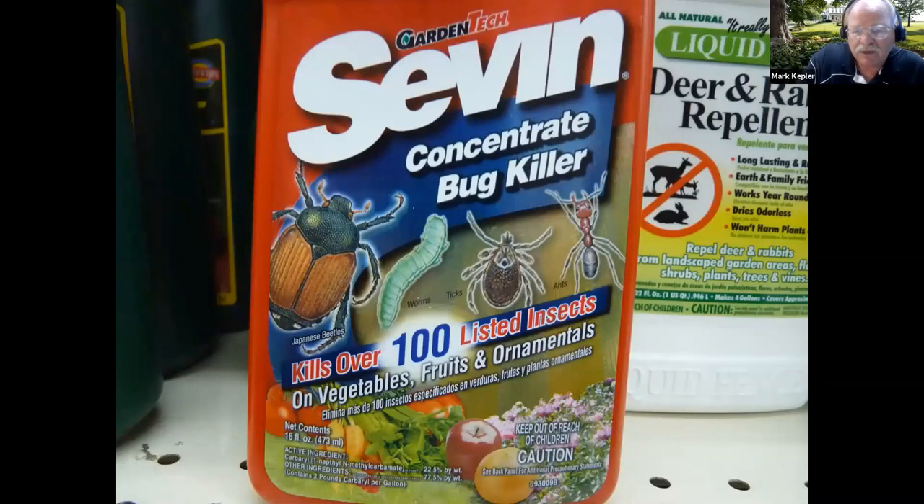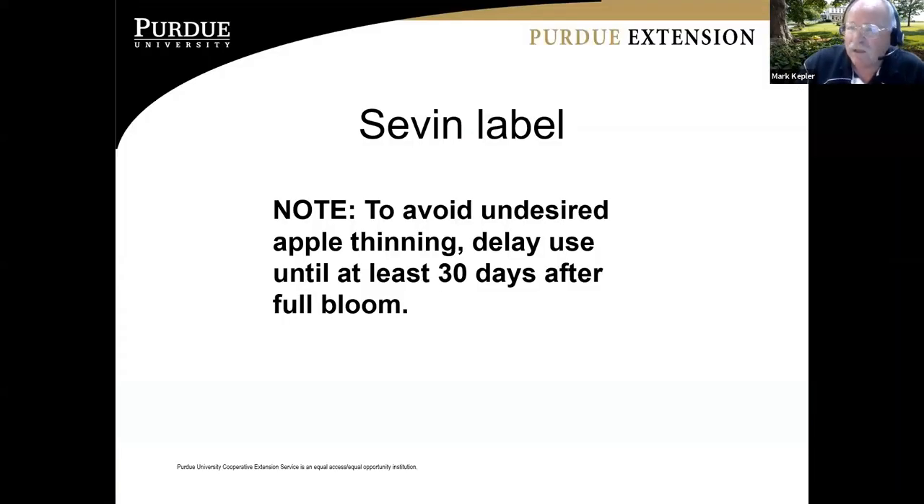So here's that seven I talked about, and I think it's important. We in Extension try to tell people to follow label directions, follow label directions. So I go to the garden center, I pick up this jug of seven, and it kills over 100 listed insects. Yes, I'm going to get them. I'm going to kill them on vegetables, fruits, and ornamentals. And so I throw that in my mixture. If I don't read the label, a little bit further down the label, it says, note, to avoid undesirable apple thinning, delay use until at least 30 days after full bloom. If I throw and spray seven on an apple tree with little tiny apples on it, it will drop every one of those apples, or almost every one of those apples, off the tree. So it's important to understand that.